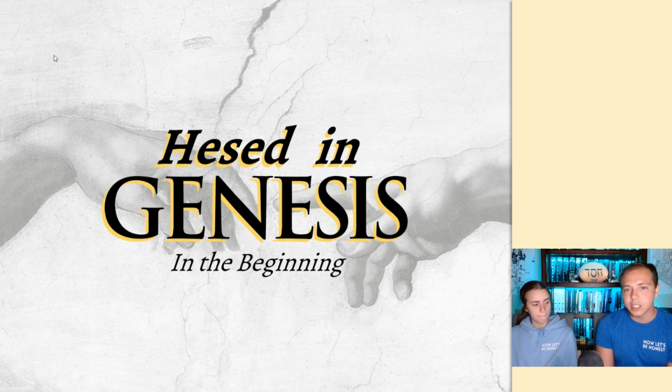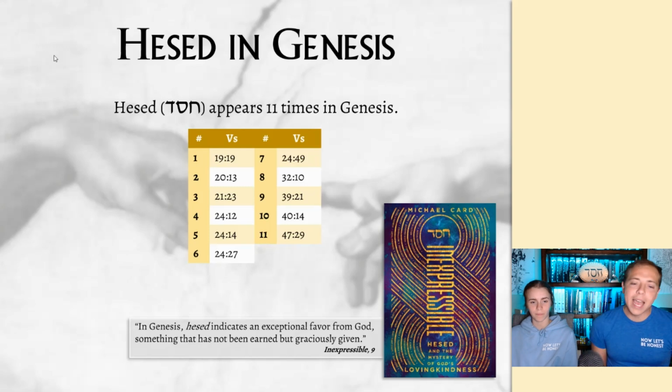And that leads us to Genesis chapter 19, where we're going to encounter our first occurrence of the word Hesed. Yep. But before we do that, let's talk a little bit about Hesed in Genesis. Hesed appears 11 times in Genesis, and as we can see, it occurs in chapter 19, verse 19, chapter 20, verse 13, chapter 21, verse 23, and then multiple times in chapter 24, and then chapter 32, verse 10, chapter 39, verse 21, chapter 40, verse 14, and chapter 47, verse 29.